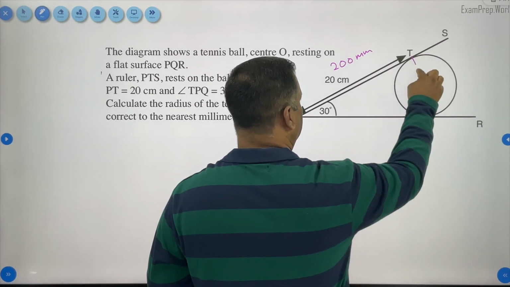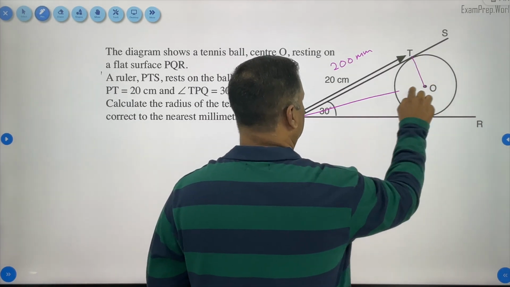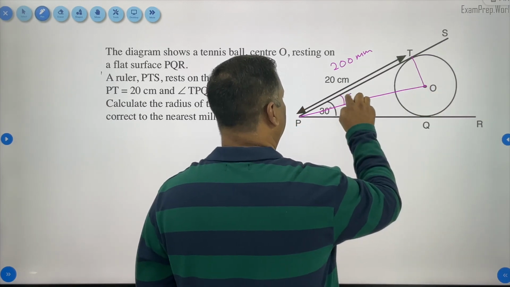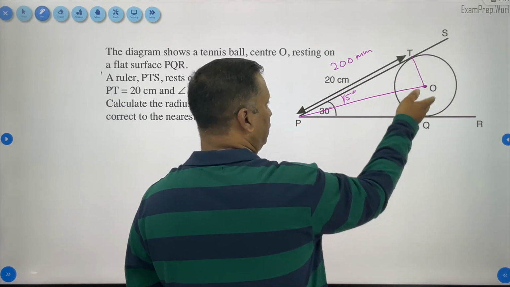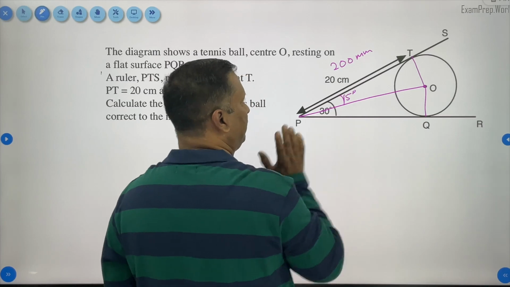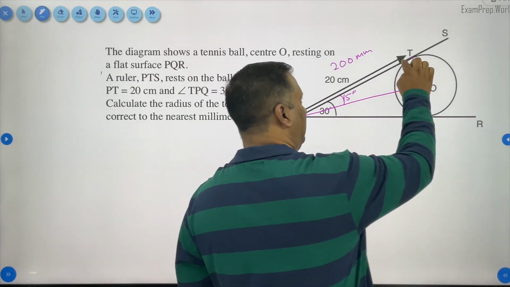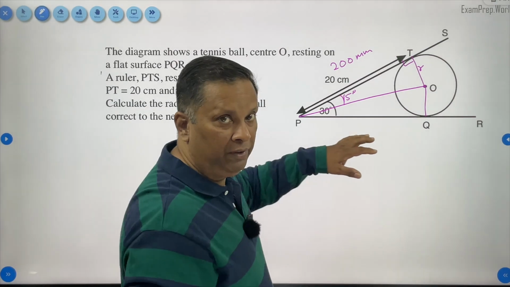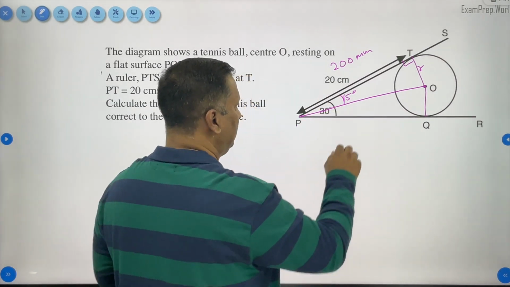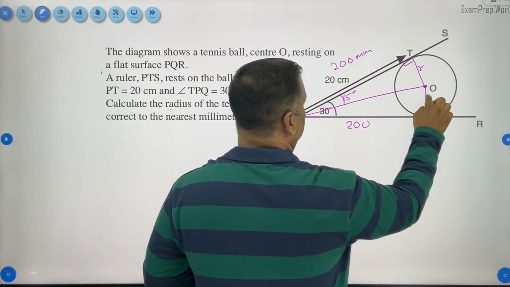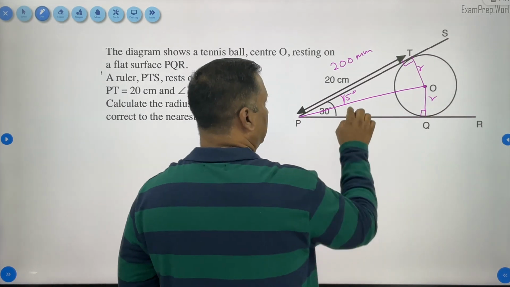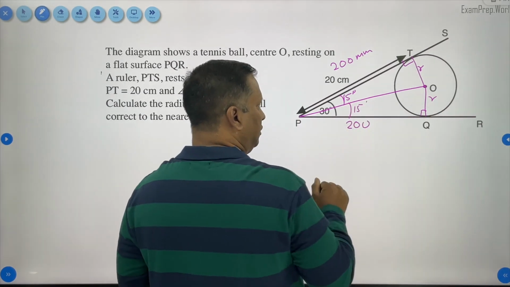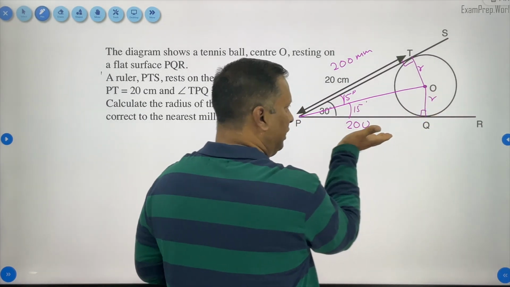We don't even need that. Draw a line here. Draw a line here. This will be 15 degrees, half of this, because these two triangles are congruent, 15, 15. And this one is definitely 90, this is radius. Now, can we use trigonometry? 200, R, 90. This is also 15. So which one? Opposite we have, adjacent we have.